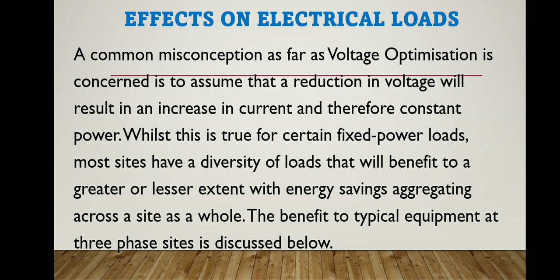And next we go into the effects on electrical loads. A common misconception as far as voltage optimization is concerned is to assume that a reduction in voltage will result in an increase in current and therefore constant power. Whilst this is true for certain fixed power loads, most sites have a diversity of loads that will benefit to a greater or lesser extent, with energy savings aggregating across a site as a whole. The benefit to typical equipment at three-phase sites is discussed below.